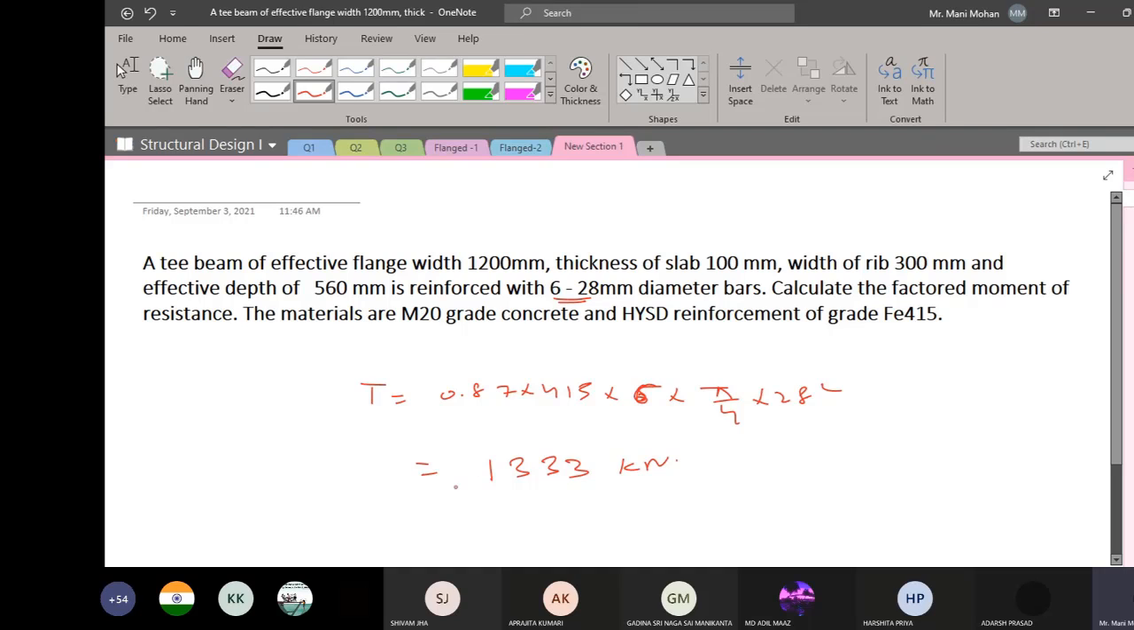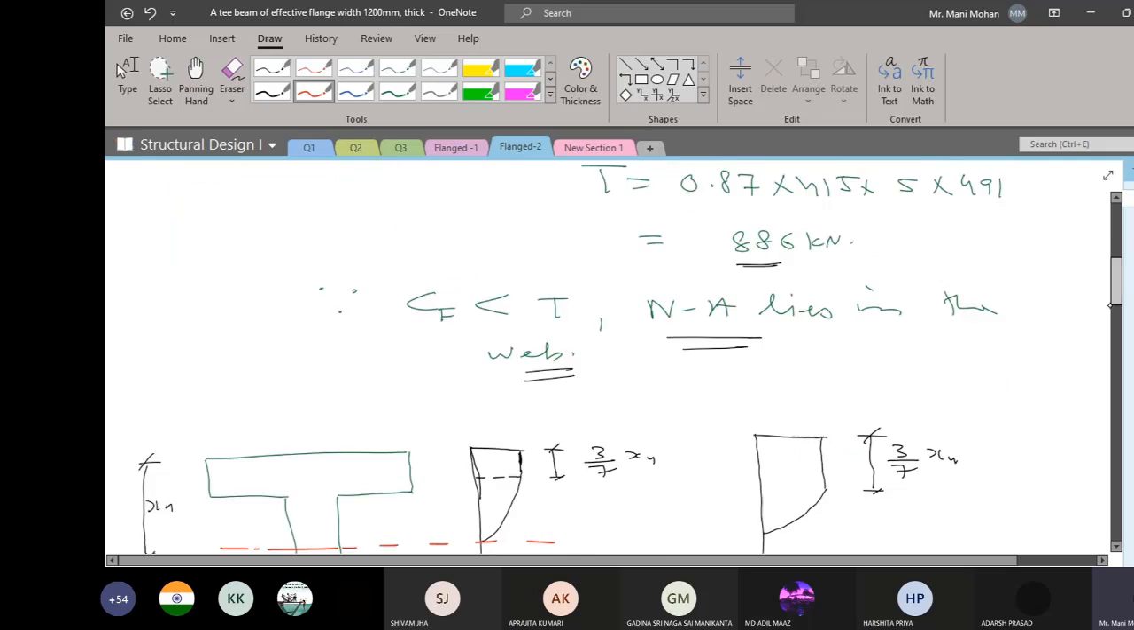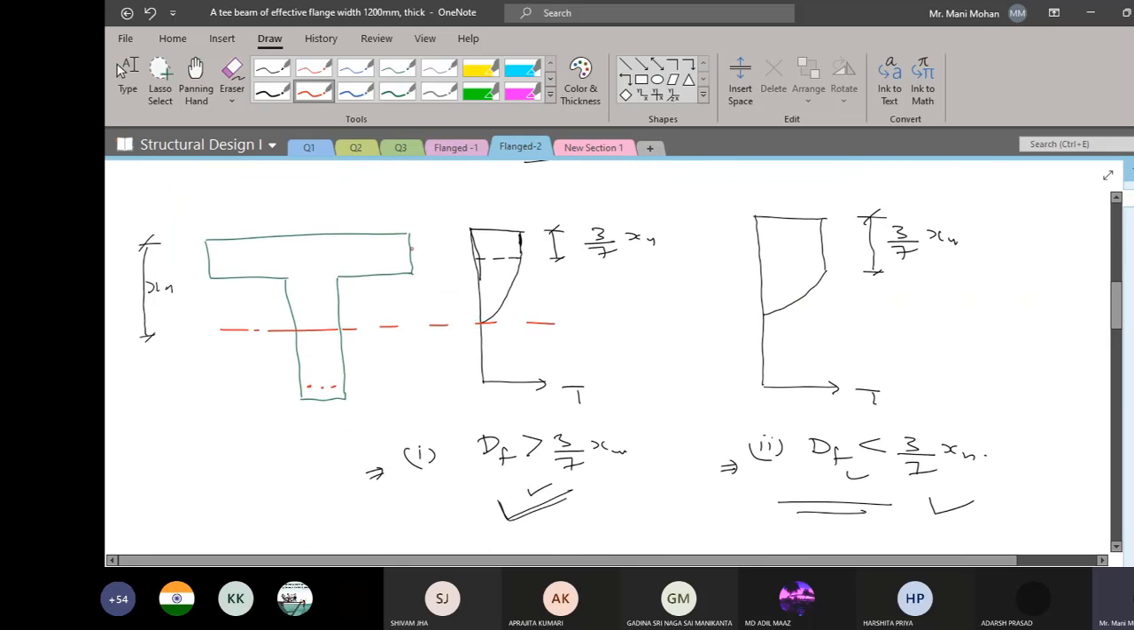So here you can see your tension force is 1333 kilonewton, and we know the compression force is 864 kilonewton. So you remember this logic of mine. The magnitude is very large for the tension force, so you need more compression area. So you have to bring your neutral axis very much below your depth of flange. It is possible that your rectangular part is going to be more than the thickness of the flange. So your depth of flange will be less than 3/7 XU actually. So you can try this one rather than the earlier assumption, and proceed ahead.